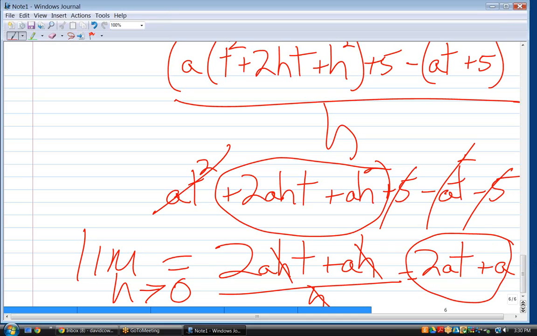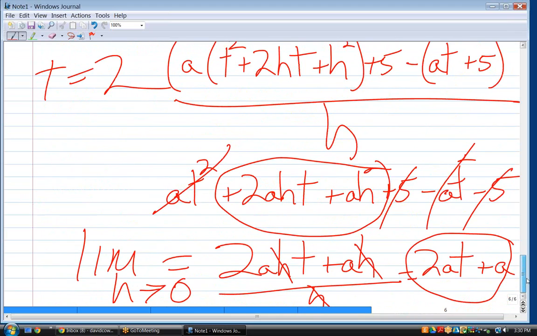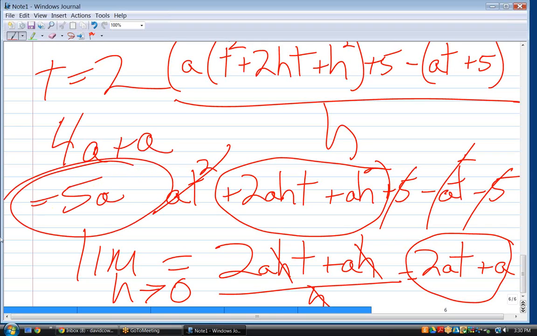You said at what point? At 2. When t equals 2. Okay, they haven't defined a for us, so a is just a variable. But we can certainly substitute 2 for t, and we get 4a plus a, so we get 5a. There's our answer.